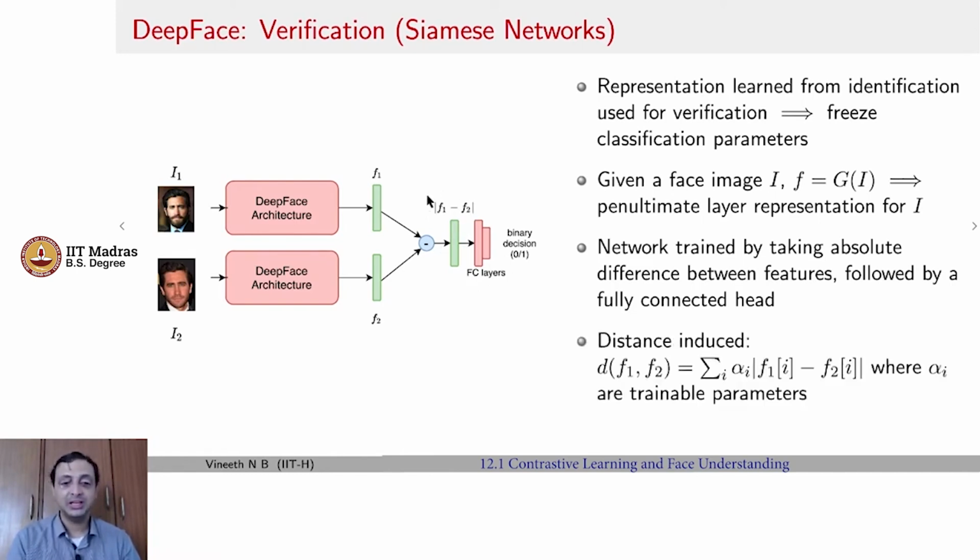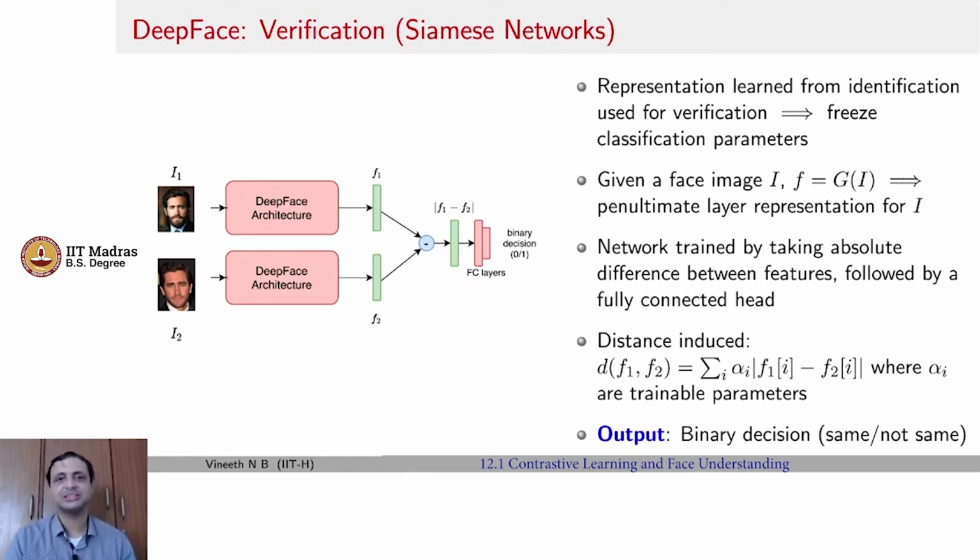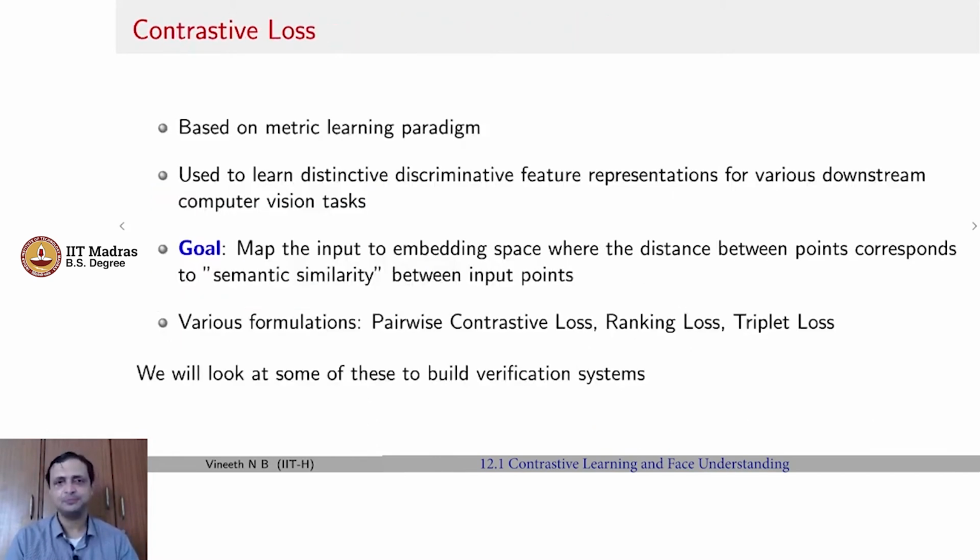So the distance induced in this particular scenario is the absolute value of F1 minus F2, multiplied by alpha, where alpha is a weight learnt in this particular layer, and the final output is then a match or a not match, or a same or a not same. This approach that was proposed in DeepFace, which was taken from the Siamese network idea of the 90s, has since been expanded in several ways.